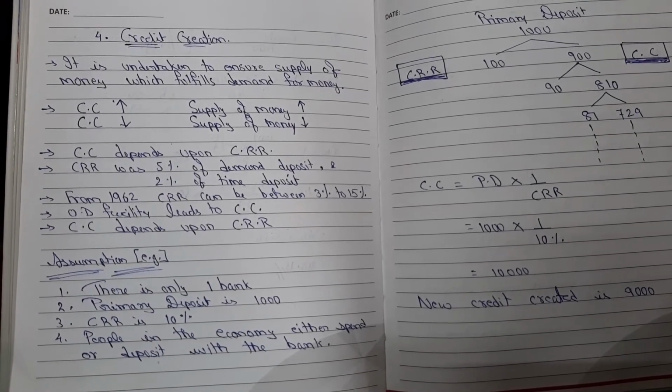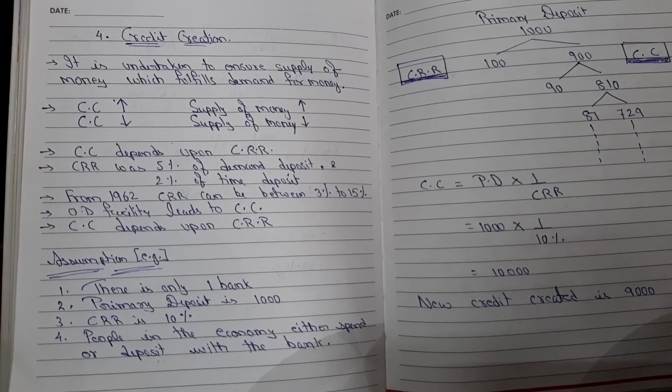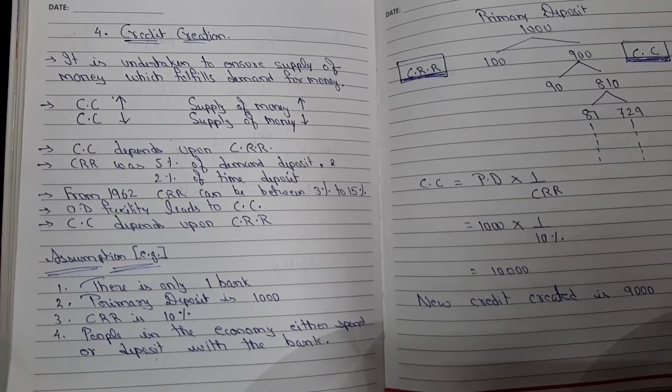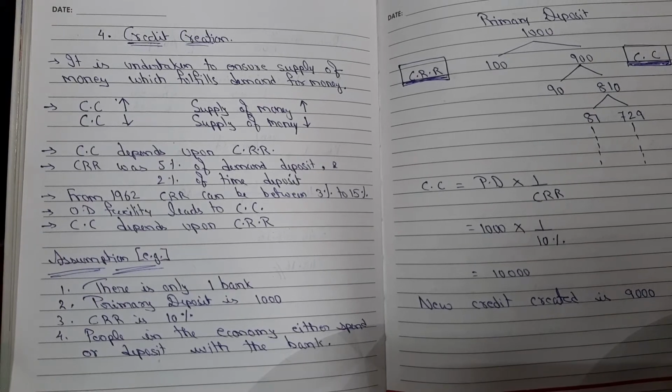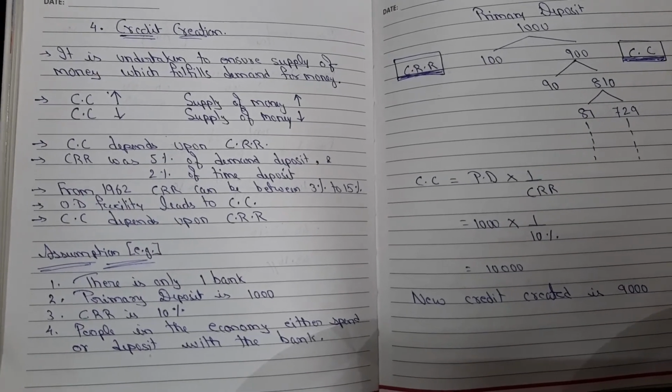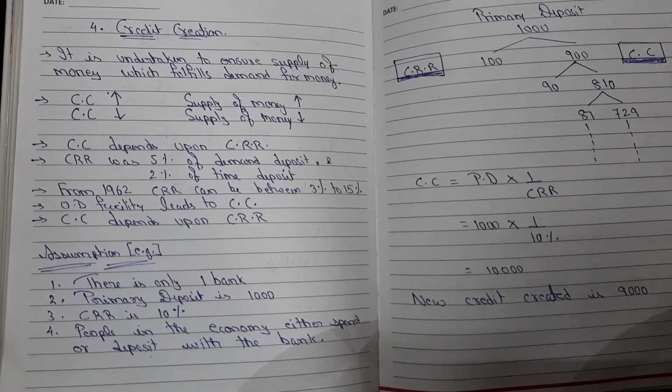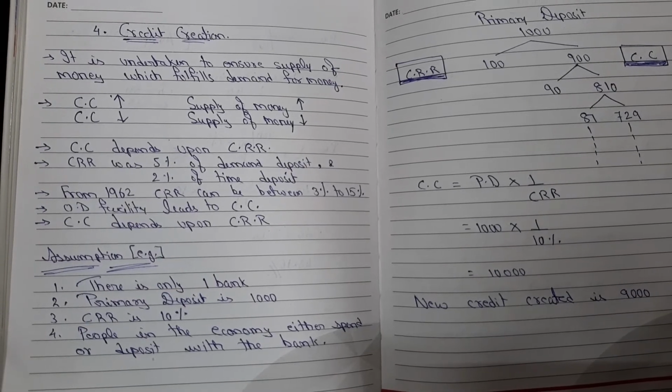Credit creation depends upon CRR, that is cash reserve ratio. Initially, CRR was 5% of the demand deposit and 2% of the time deposit. But from 1962 onwards, CRR can be between 3% to 15% only.